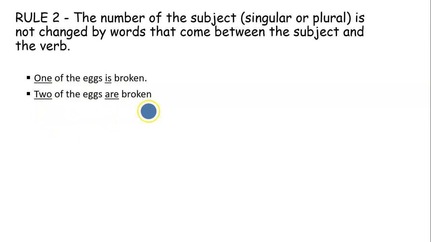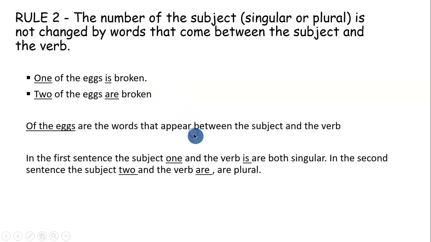Two of the eggs are broken. Now the subject here is two. Is it singular or plural? It is plural. The verb is are. Is it singular or plural? It is plural. And of the eggs are the words between the subject and the verb. Whatever words come between the subject and the verb, you need to ignore them and apply the rule as I have already told you.